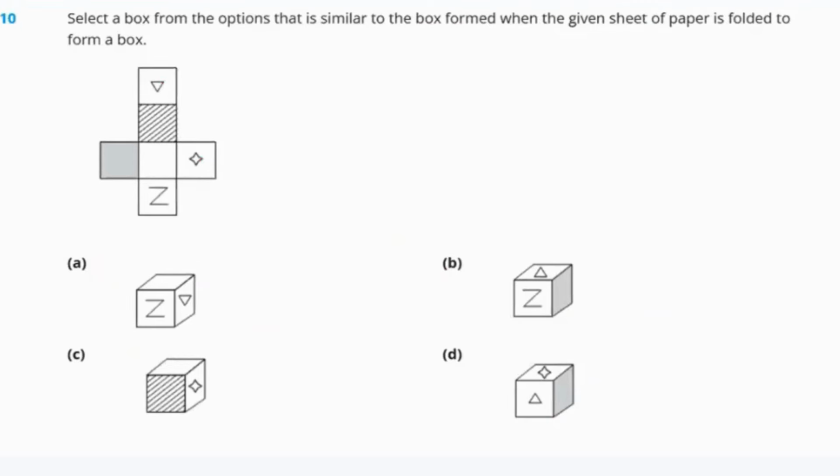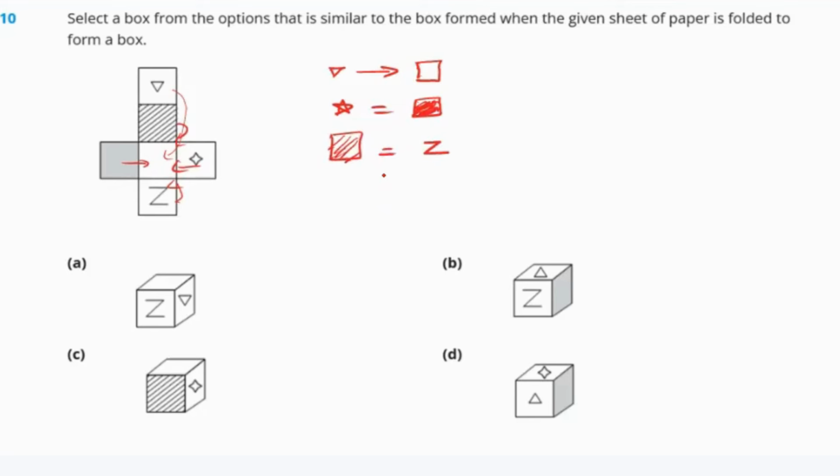Now moving towards question number 10, we can see we are going to fold it. So this will come here, this will come here, this will come this side, this will come this side, and this will come on the top. So we can see this triangle is directly opposite to the blank one, and this star is opposite to the shaded one. Okay, and this zigzag pattern is opposite to the Z one.